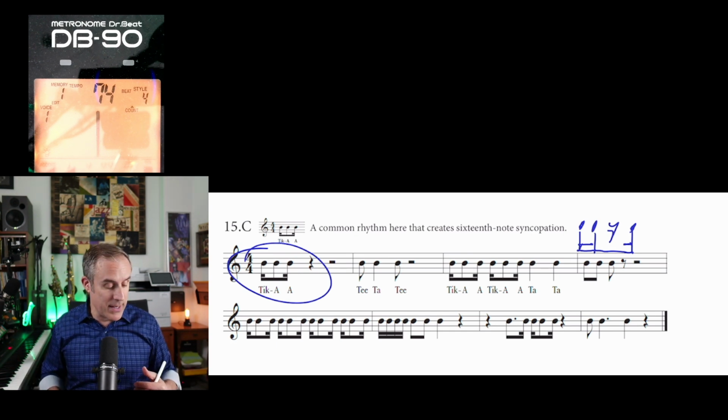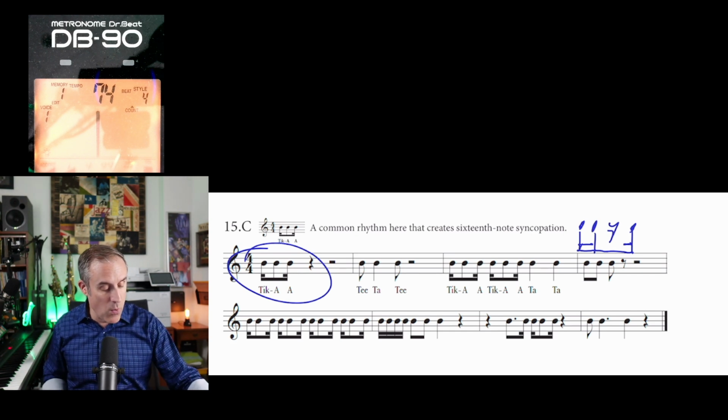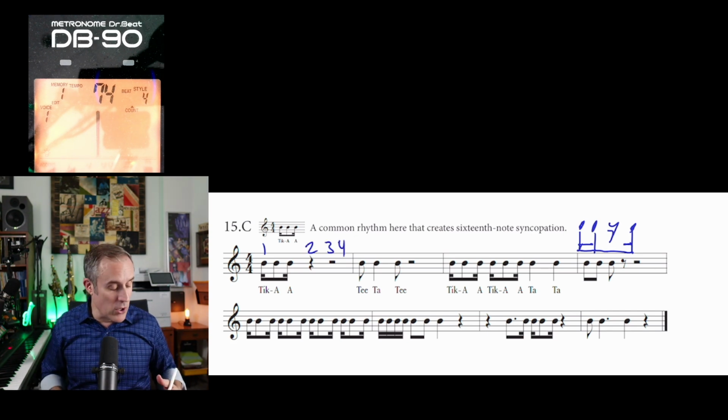So I hope that makes sense. Let's move on. In the rest of this measure, we just have rest. On beat 1, we've got Tik-A. On beats 2, 3, and 4, we have silence. We have rest, so we can look ahead.